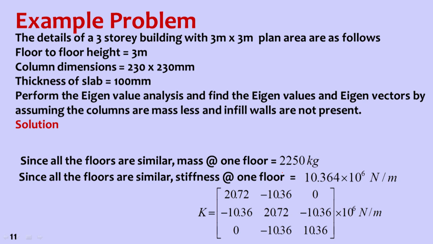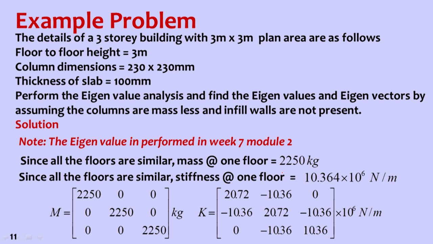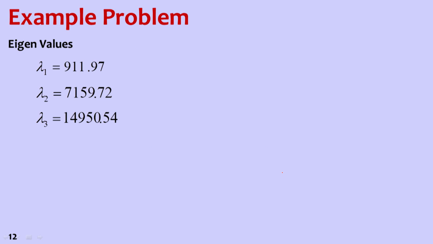The stiffness matrix we know, and the mass matrix also we know. The eigenvalue analysis was performed in week 7 module 2, so we are using that. The eigenvalues we are carrying from that example, so you can refer to the week 7 module 2 lecture. Eigenvalues 1, 2 and 3 are 911.97, 7159.72, and 14,950.52. So these are the eigenvalues.